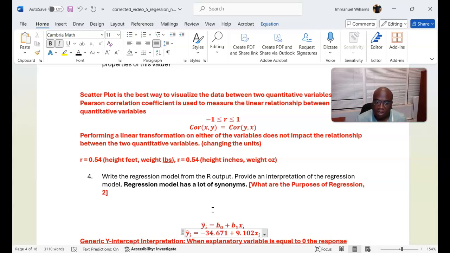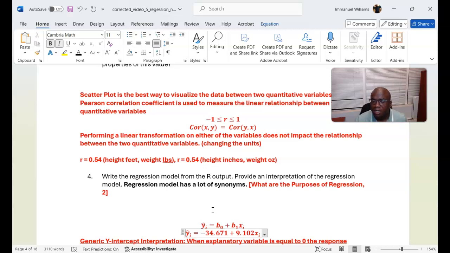I like to say regression models have a lot of synonyms: ordinary least squares regression, simple linear regression model, linear model. I'll try my best to be consistent with the regression model, but know that there are a lot of ways of saying the same exact thing.